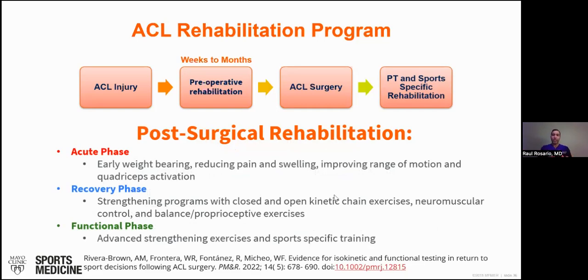Then after we regain all those goals, we transition to the recovery phase, in which we're basically doing a strengthening program. We can start with closed kinetic chain and transition to open kinetic chain exercise. We start doing some neuromuscular control and balance or proprioceptive exercise. And this will take months of rehabilitation to try to get them back. And then at the end, we do the functional phase, where we're basically doing more sport-specific training to try to regain the performance at that point.